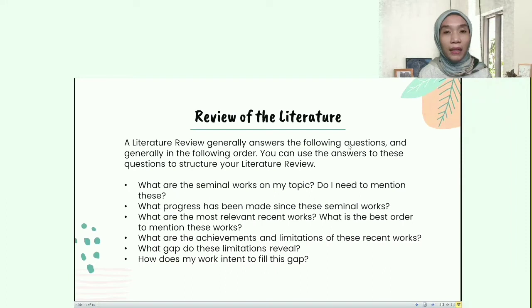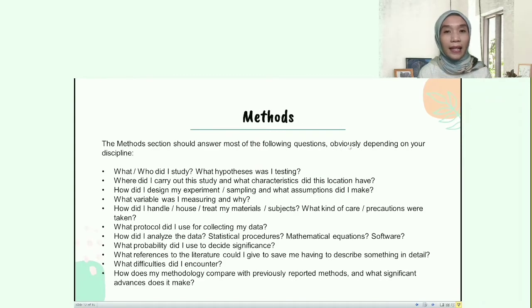Okay, and then the review of the literature. This section generally answers the following questions and generally in the following order. So it's not only the questions but also the order in which to answer and structure the review of the literature. I don't think I need to read this one by one, but you can see it. And then methods. The method section should answer most of the following questions. Most of them, it doesn't have to be all of them. Again, you need to check the guidelines and the templates of your target journal.